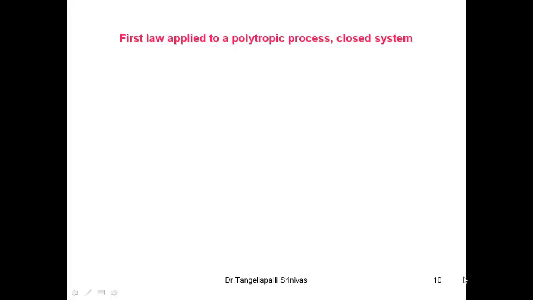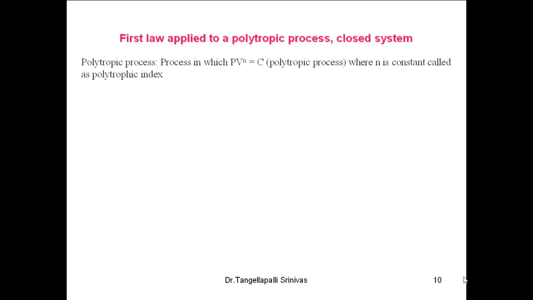Welcome to the presentation on polytropic process applied to a closed system based on the first law of thermodynamics. Any thermodynamic process can be expressed in terms of a polytropic process, that is PV^n equal to constant. The n is called the polytropic index.